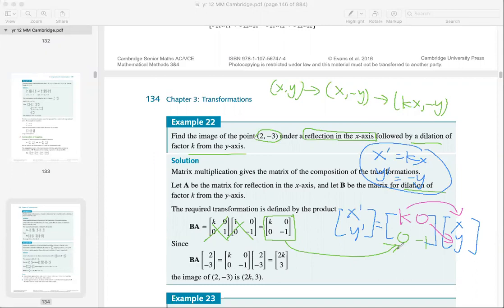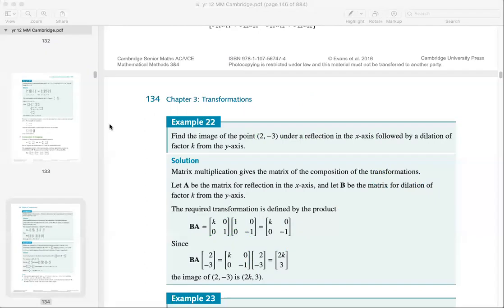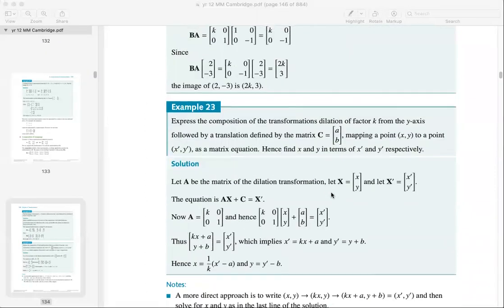So the initial point is (2, -3). We plug in here, then we get our final answer, which is (2k, 3). That's example 22. Let's move on a little bit.